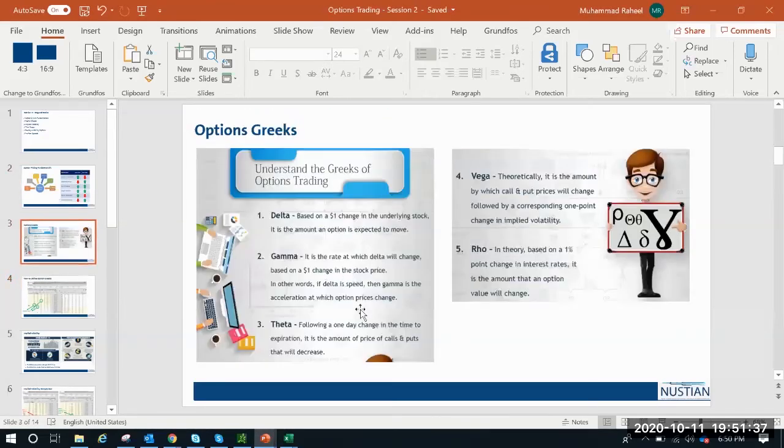Now gamma is the second order effect. This is a second derivative. So think about velocity and acceleration. Velocity is distance covered in time, right? But acceleration is how fast you are covering that. So how fast you are going to gain in delta is the gamma. I don't think the gamma effect is very important for what you're trying to do.